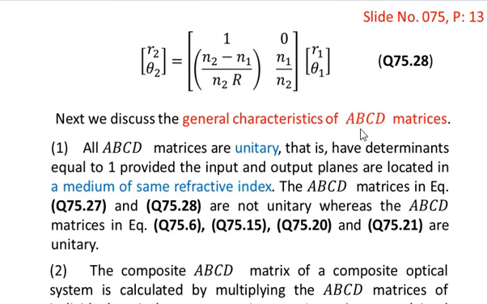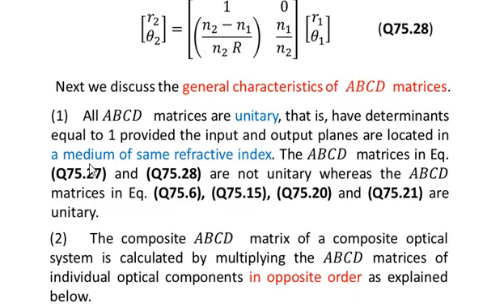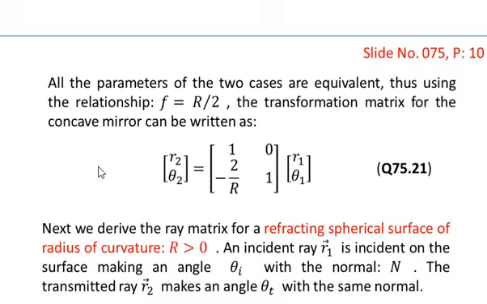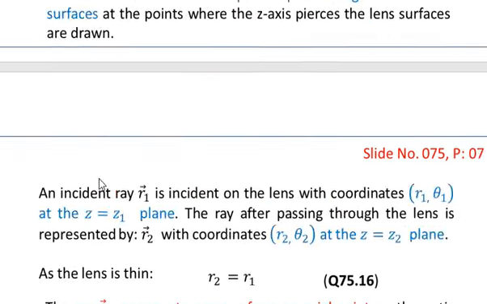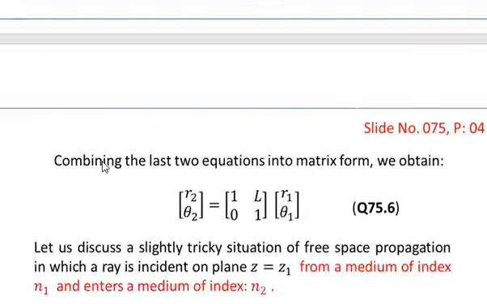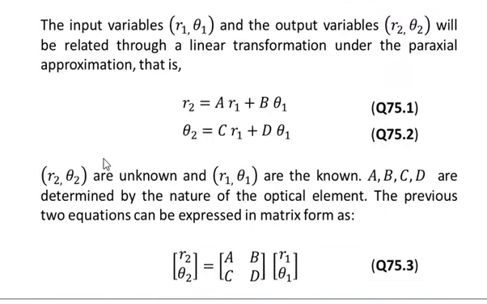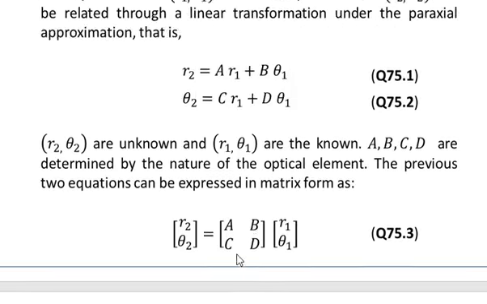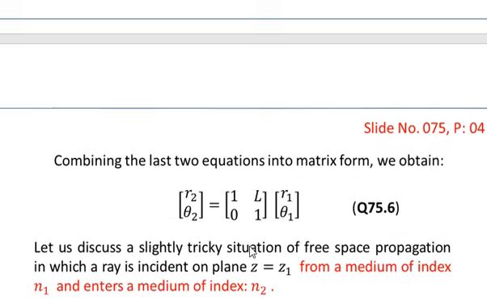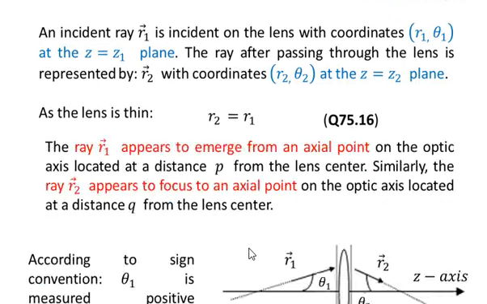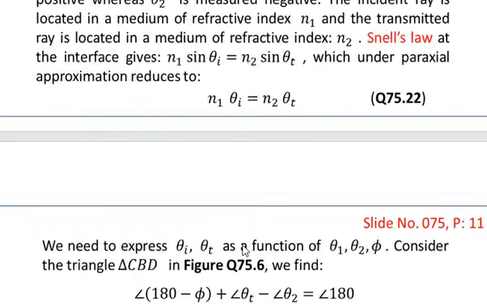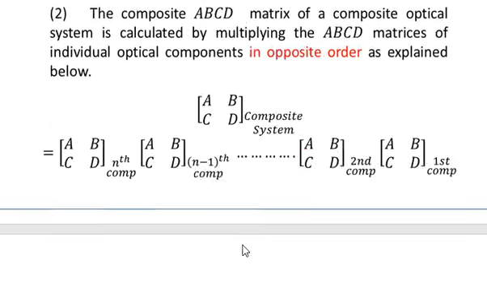Now we discuss the general characteristics of ABCD matrices. The matrix that we write for any general optical system is written in the form of this one. That is, the matrix contains elements A, B, C, D. That's why it is called the ABCD matrix. So here we are going to briefly summarize the characteristics of the ABCD matrices, which are very important to remember.